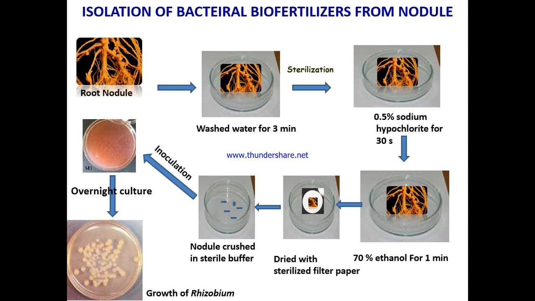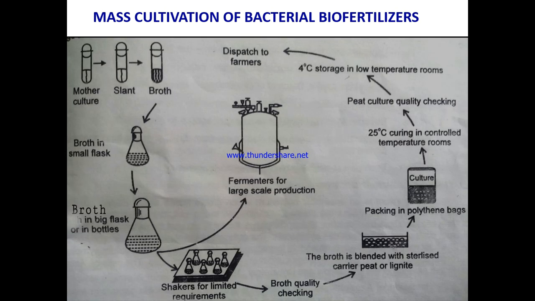Then you can dry it with sterilized filter paper, and then the nodules are crushed in sterile buffer, and you can inoculate it in the medium. Overnight, the next day, you will see the growth of Rhizobium in the culture on the petri plate. Now when it comes to mass scale cultivation of bacterial fertilizers, from the mother culture which we have isolated in the last slide, we have seen how to isolate. Once you maintain the mother culture, meaning the original culture of the bacteria, you may prepare a slant out of it, and then you can make a broth.